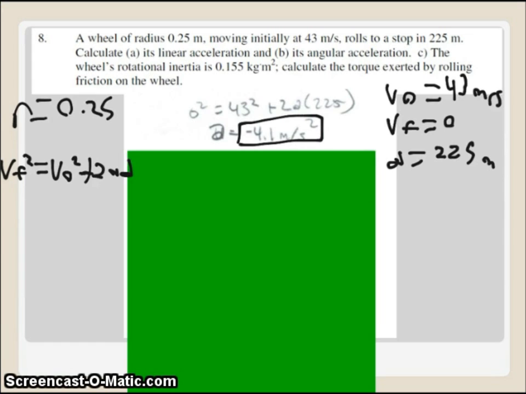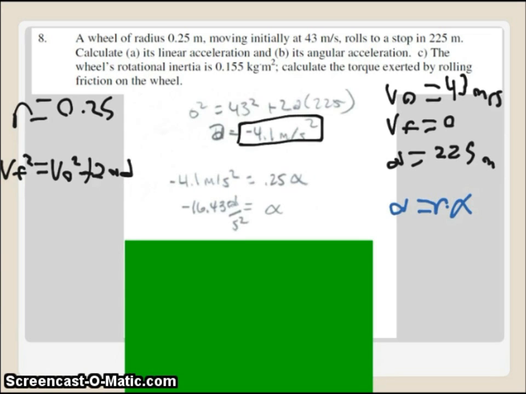And then it's asking for angular acceleration. And you know that a is equal to alpha, angular acceleration, times r. And you have r and you have a, so all you have to do is solve for it. Plug everything in, and you get negative 16.43 radians per second squared.